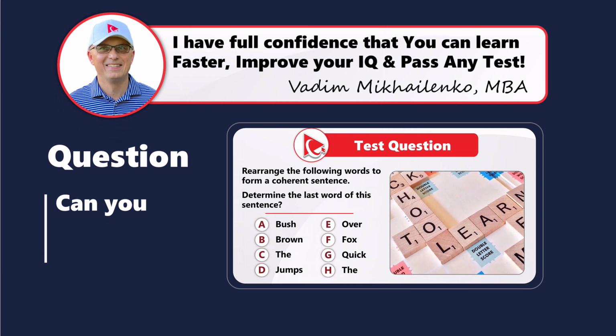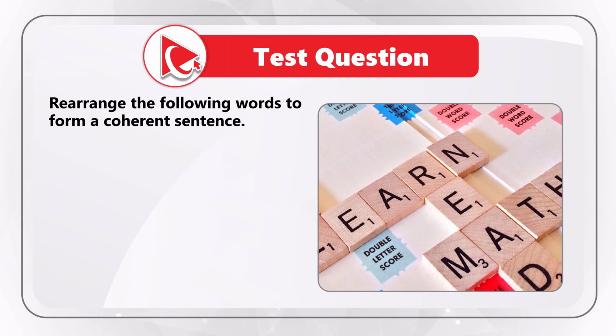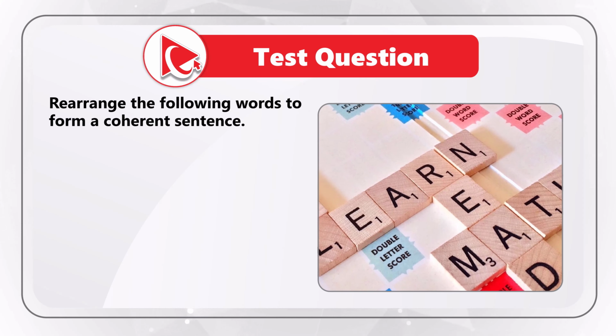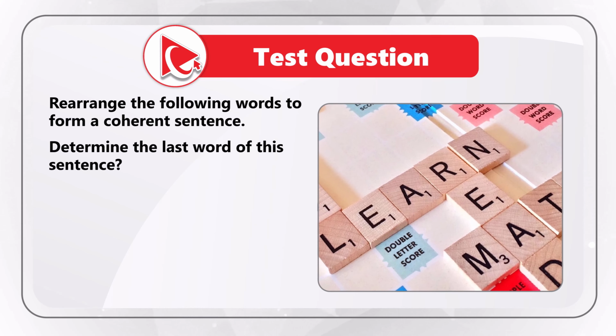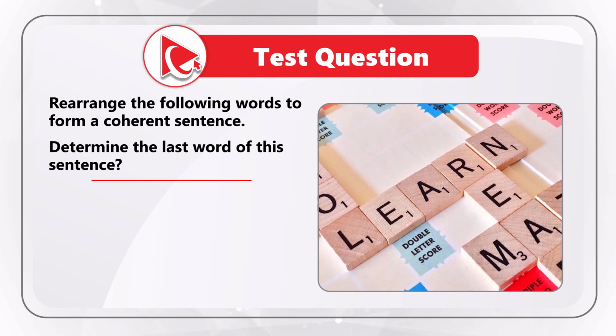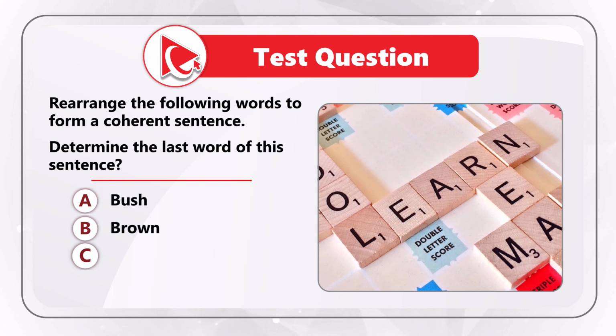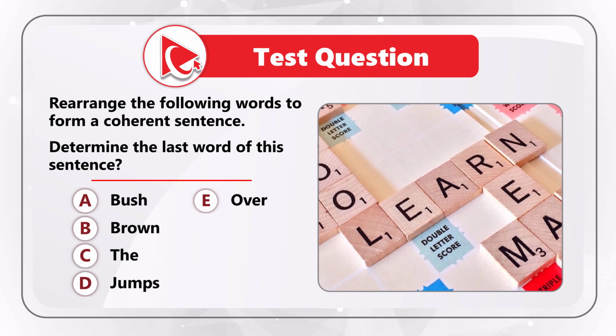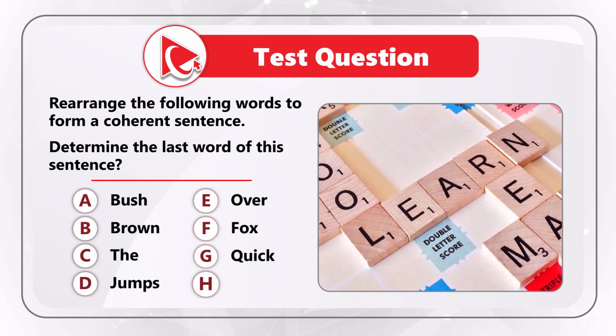Here's the tricky question, but not for you, as I have full confidence that you will be able to solve it. You need to rearrange the words to form a coherent sentence, and then determine the last word of this sentence. The words are bush, brown, the, jumps, over, fox, quick, the.